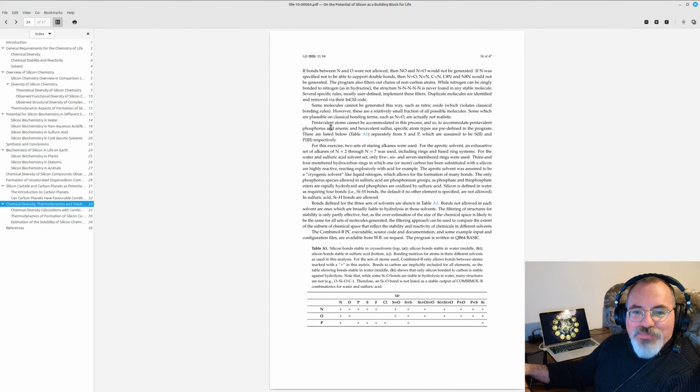Pentavalent atoms cannot be accommodated in this process, and so to accommodate pentavalent phosphorus and arsenic and hexavalent sulfur, specific atom types are predefined in the program. These are listed below, separately from sulfur and phosphorus, which are assumed to be S2 and phosphorus 3, respectively. By the way, when I said S2, that's sulfur type 2, not a molecule S2, which, as far as I know, doesn't exist. And those occur, I think, under various heating conditions.